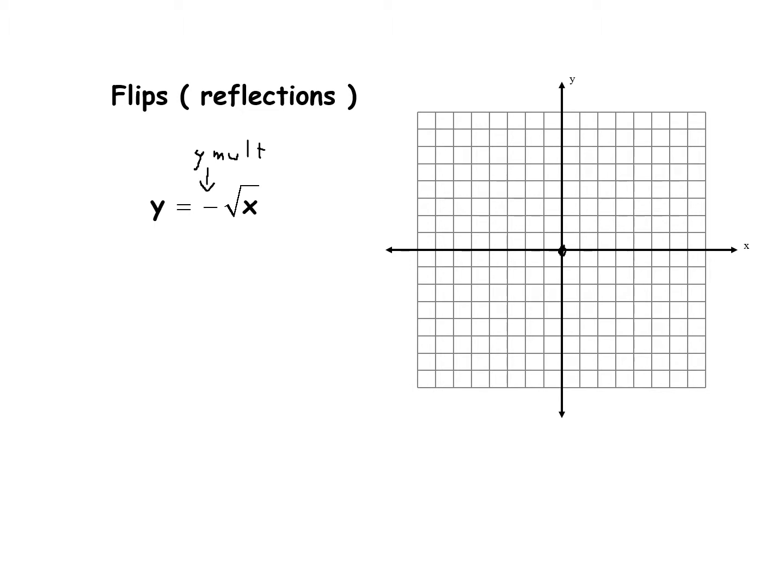Normally I would go over 1, up 1, but now because of this y multiplier, when I put in a positive 1, I'm going to get out a negative 1. And I'm going to go over 4, 1, 2, 3, 4, but now I'm going to get out a negative 2. So now this is going to create a flip over the x-axis.